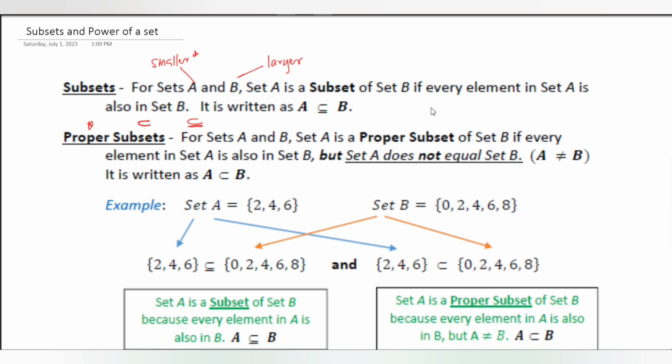Every smaller set that can be formed from the larger set is a subset of that set, but not all of them are proper subsets. There is a particular subset that is not a proper subset, and that is the set that will be formed when you use every element of the larger set to form the smaller set. It is a subset, but not a proper subset.